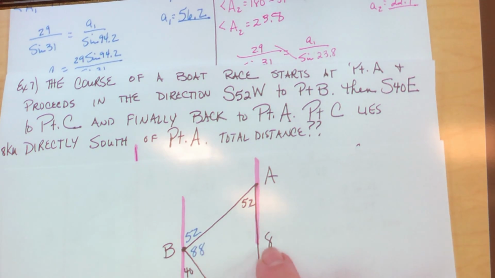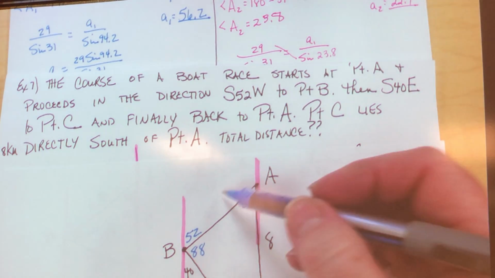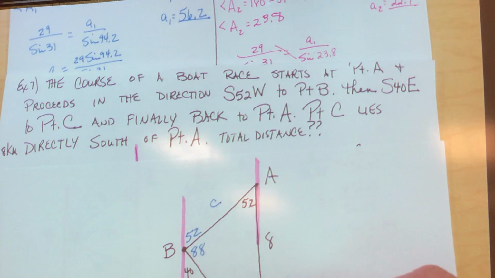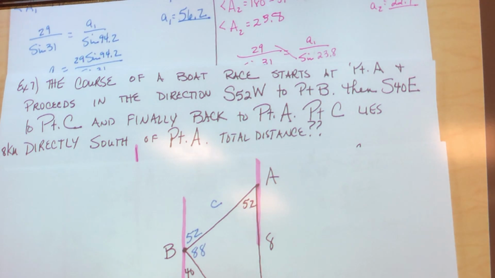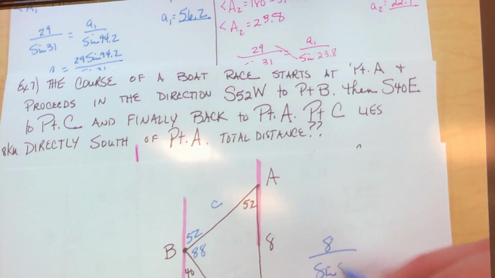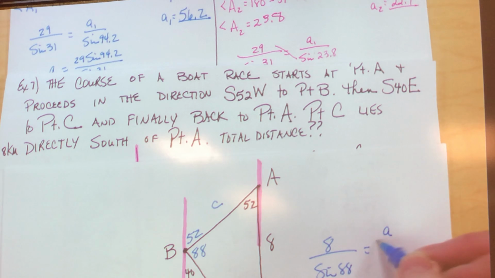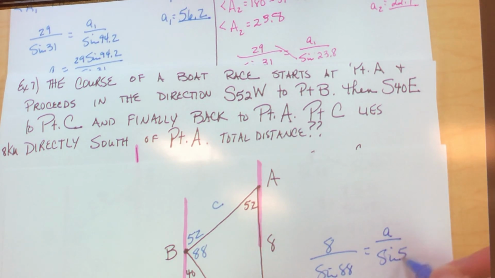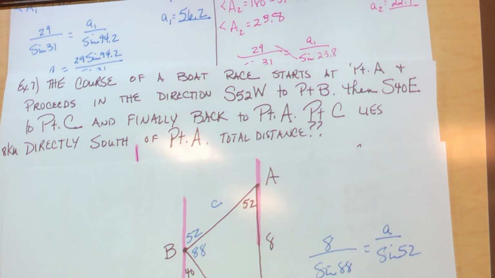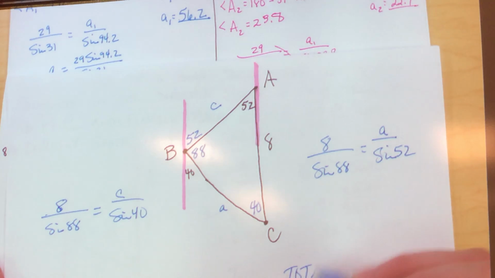Now all you're going to do is set up your ratio. Here's your pair: 8 is to the sine of 88 as C is to the sine of 40. If you want this side right here, A, you're going to say 8 is to the sine of 88 as A is to the sine of 52. It's really easy. Your answer is going to be 19, your total distance.